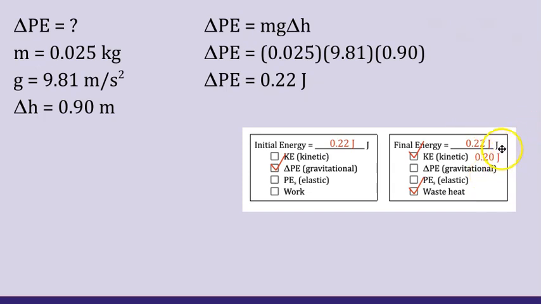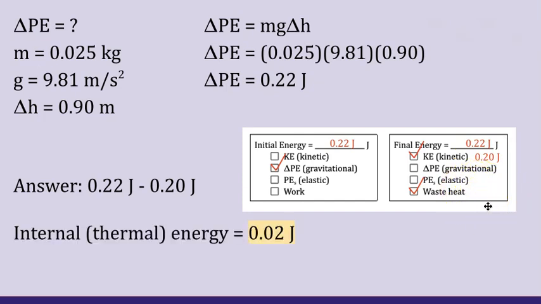And basically what I'm looking at here is a total amount of 0.22 joules, 0.20 joules of those are kinetic energy, and the rest is basically how much was converted into waste heat. To get my answer, if it's not already obvious to you, I can just subtract these two numbers. 0.22 minus 0.20, and that's just the total amount minus the kinetic would leave my answer of waste heat, or as they're calling it in this problem, internal or thermal energy, and I get 0.02 joules, so that's my answer.